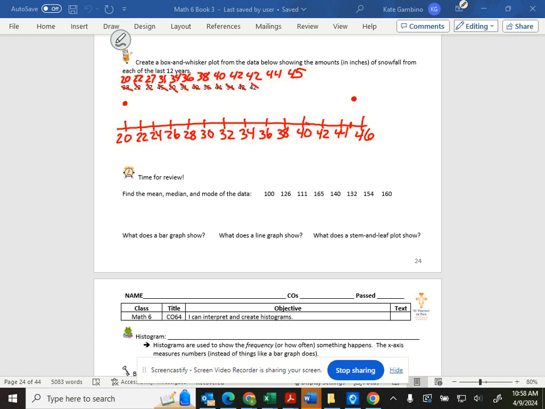How do I know how to create the box? Because that box remembers 2 sections, and then we got the whiskers that go out to the left and to the right. Those are 2 sections. So if I need 4 sections, how do I know how many scores I'm going to put in each section? Amanda? Okay, so how do I do that?